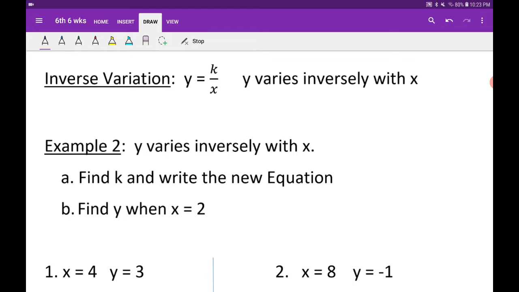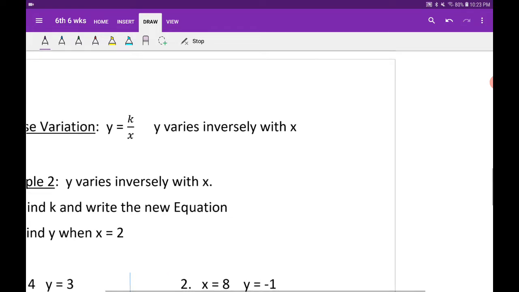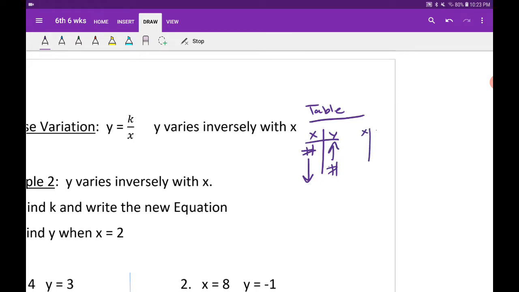So what does this mean? Basically, it means, let's look at the table form. All right, so this is the table, x and y, just like so. So as our x numbers decrease, when it varies inversely, what it means is our y numbers will increase. So they will go in opposite directions. All right, so vice versa, as our x numbers increase, our y numbers will decrease. All right, so that's what it means to vary inversely.